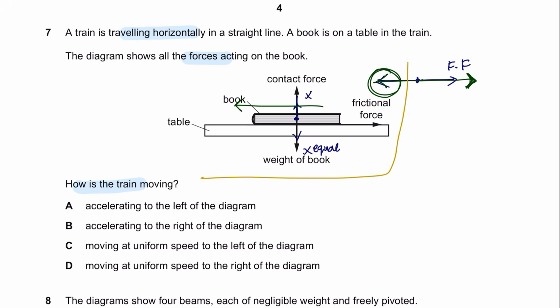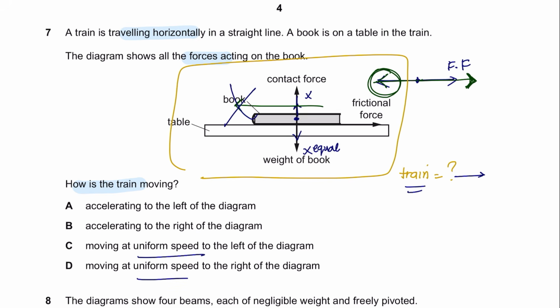This is a scenario that is happening in the train and you want to find out the movement of the train. If the train was moving at a uniform speed, the book would not have moved backwards. Instead, the book would also move at the same speed as the train. So if the book is moving backwards, this is because the train is traveling faster than the speed of the book. So that means the train is accelerating towards the right. So the answer here is B.